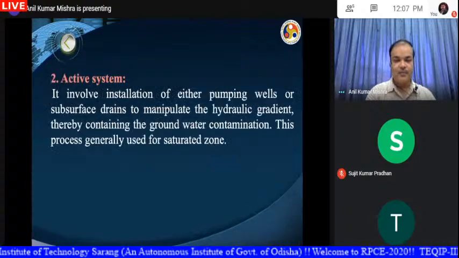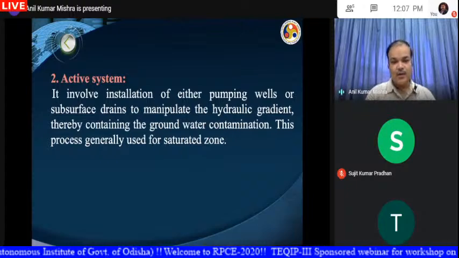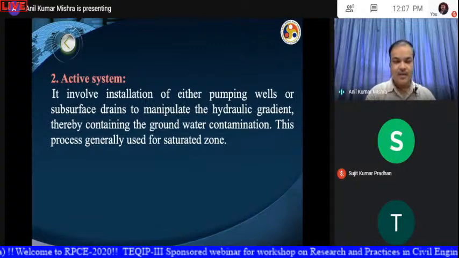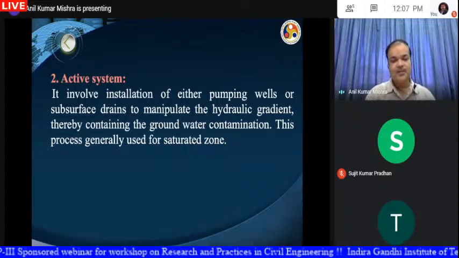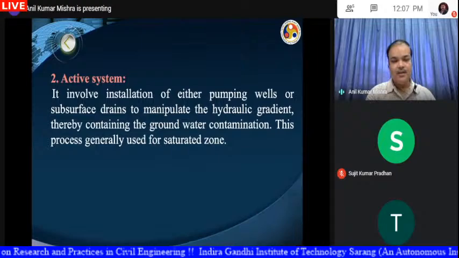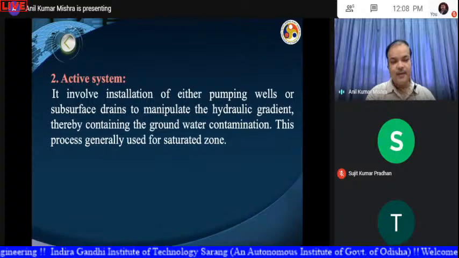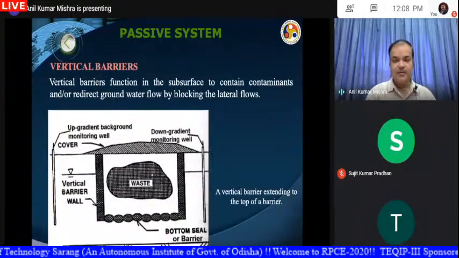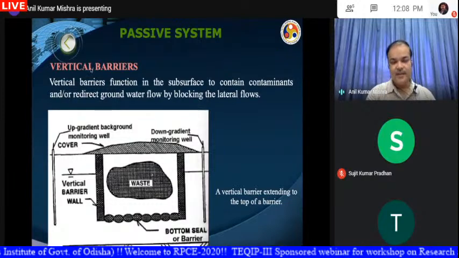In active system, we have to lower the groundwater such that the groundwater will not touch the contaminant, because if the groundwater is allowed to mix with the contaminant, then the contaminant will move from one place to another through the water. So in active system, we will not allow the groundwater to be in touch with the contaminant. How can we do it? We can do it by lowering the groundwater by different techniques. I will go into details, but first I will discuss the passive system. In passive system, we have different components.